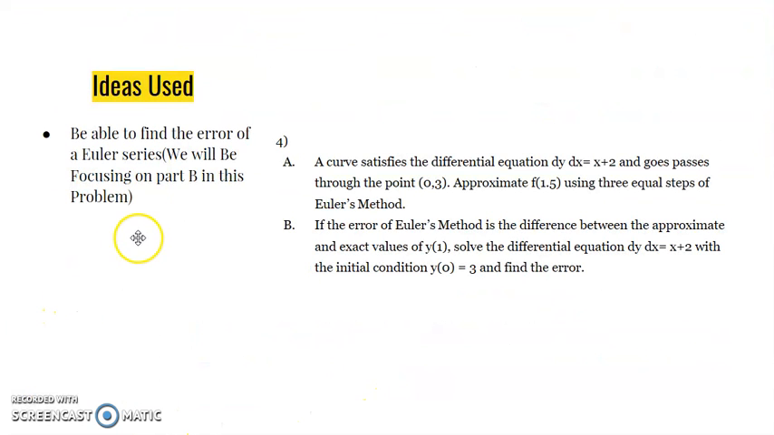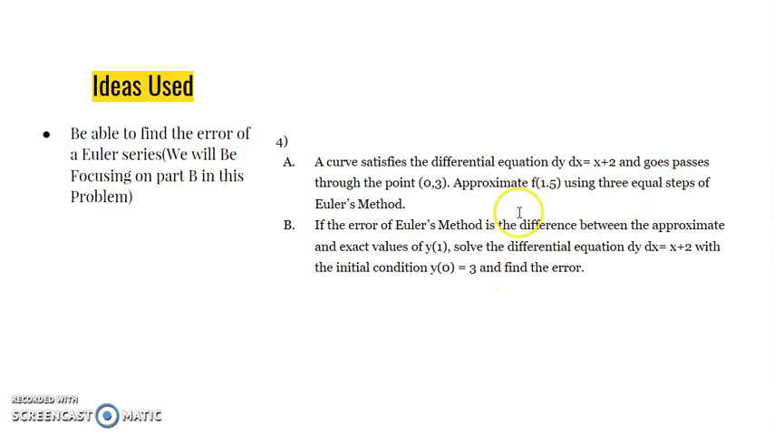Okay, let's go on to our next problem, and our next problem will be to find the error of an Euler series, and we'll be focusing on part B mainly, as we already learned how to do part A before. So a curve that satisfies the differential equation dy over dx equals x plus 2 and passes through the point (0, 3). Approximate f of 1.5 using 3 equal steps.